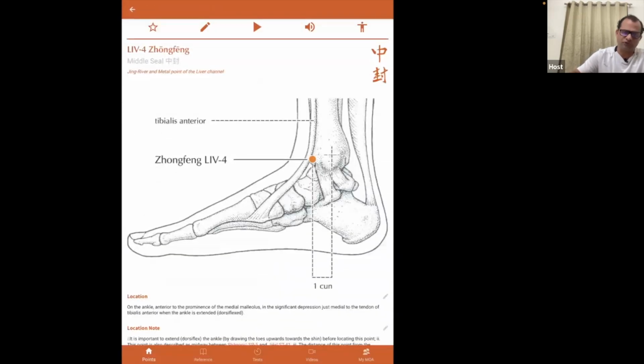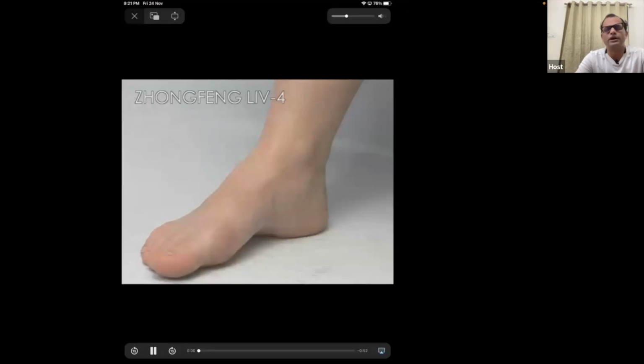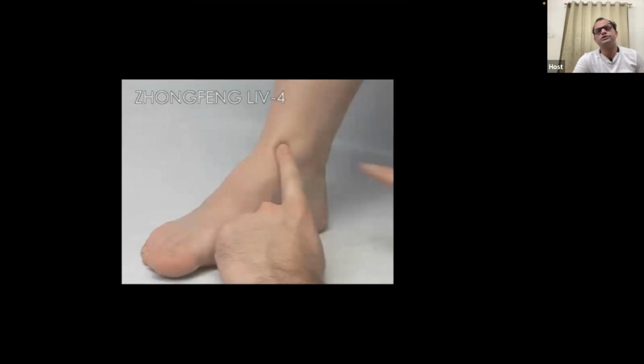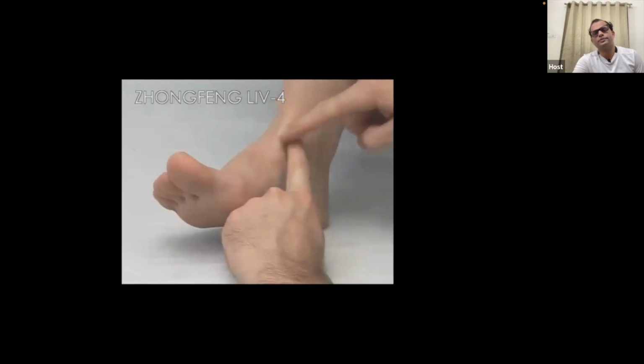Then liver 4 is a very important point found at the ankle joint. हमारे ankle joint में ये corner पर पाया जाता है. We can see the depression here. This is the location of liver 4, just in the depression we can see here, in front of the medial malleolus. हमारे medial malleolus के आगे की ओर ये depression जो होता है इसमें पाया जाता है. This is liver 4. Liver 1 to liver 4 we have seen.